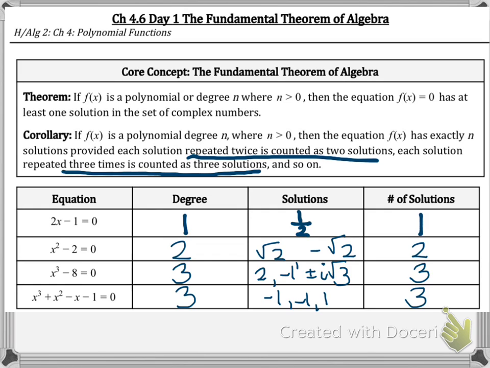So the biggest thing to take away from this is that whatever the degree is, that is the number of solutions that you would have. And again, if a solution is repeated twice, then that counts as 2 solutions. If it's repeated 3 times, then it's 3 solutions. But it still tells us how many solutions there are. So that's very helpful. We can always just take a look at that and know how many we should have.